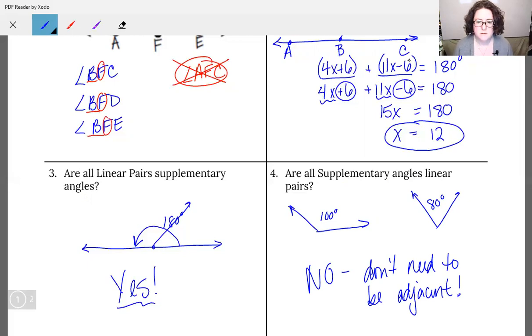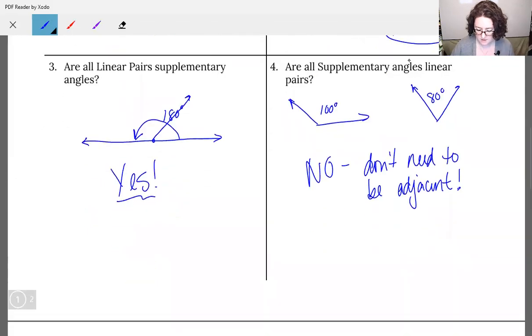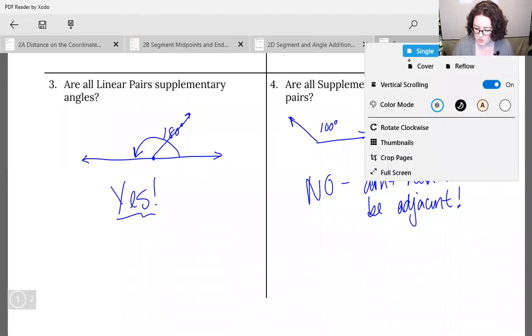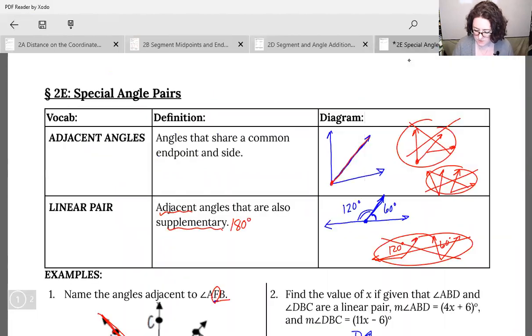Alrighty. So let's look at our next type of pair. Here we go. Oops, I don't have it set to scroll that way. Let's see here. Vertical scrolling is on.